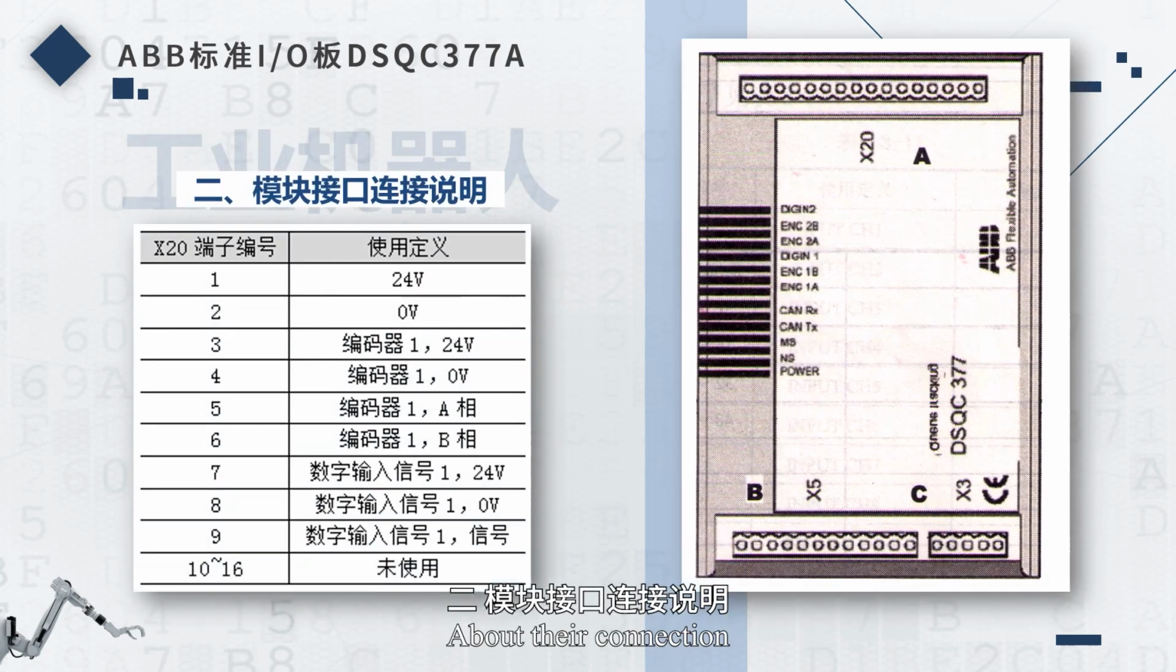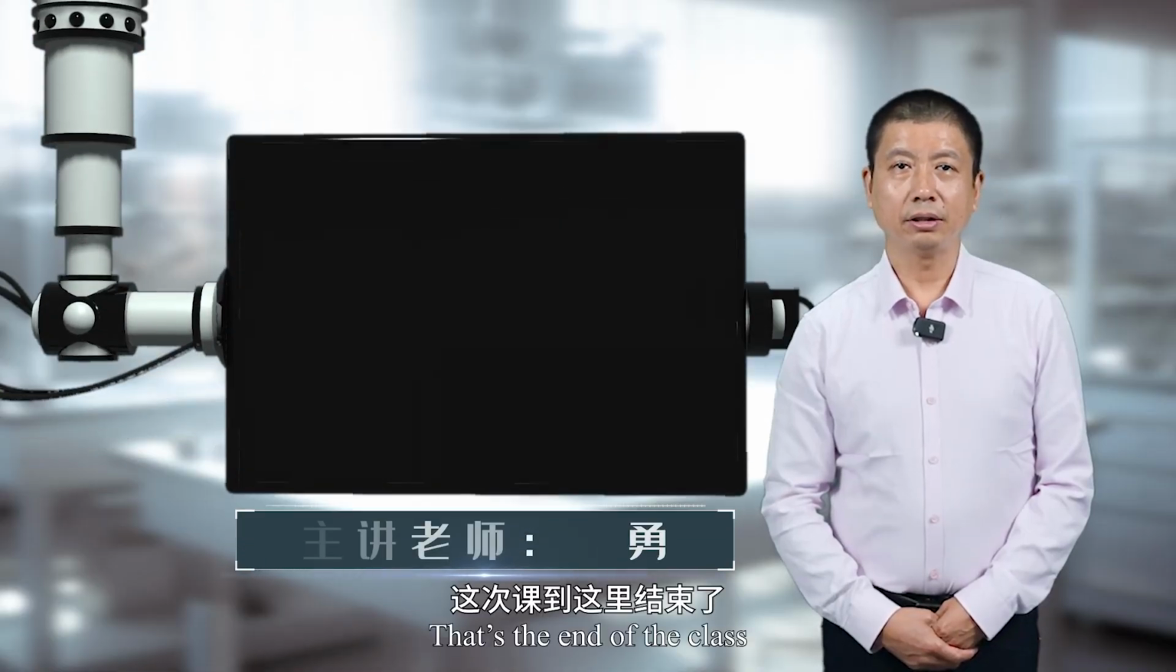About their connection, X3 interface is the same as DSQC355A. X5 interface is the same as DSQC651. Okay, that's the end of the class.